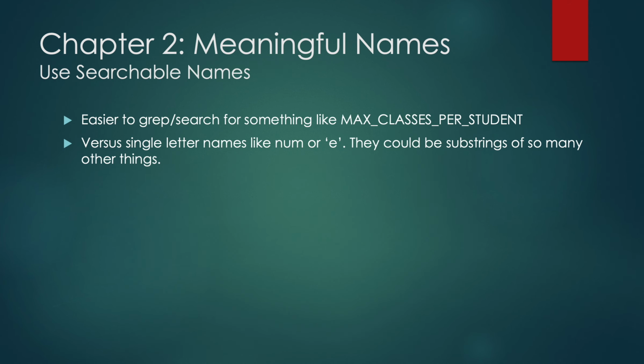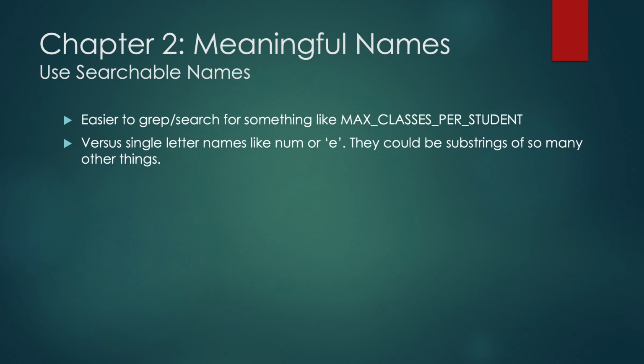Next, use searchable names. Searching is something that programmers always do, right? If you want to find everywhere in the code where this is used or referenced, you would typically take the name and search for it across the code base. The ideal experience is that you don't get any extra results and you get all the results of the thing that you're looking for, right? So if you have something called max classes per student, if you search for this, it'll give you pretty close to what you're looking for. It won't give you any extra results that you don't need to care about. It will actually give you everywhere that this is used.